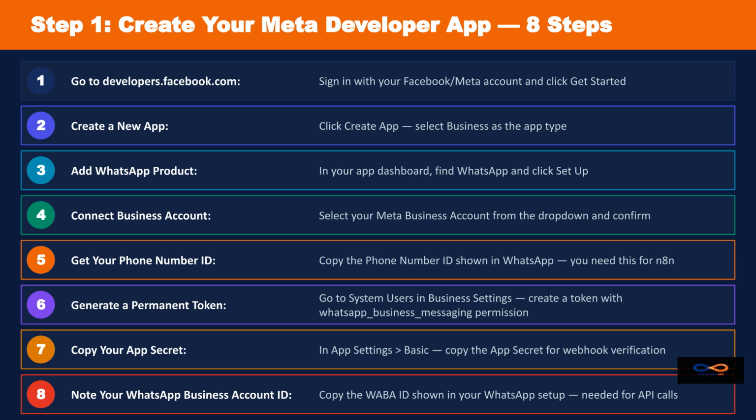Save all 4 credentials: phone number ID, permanent token, app secret, and WABA ID in a secure text file before moving on. Which of these 3 n8n options matches your technical comfort level and budget right now?